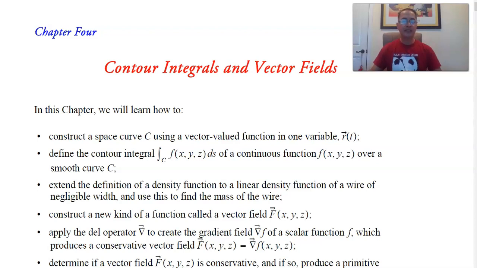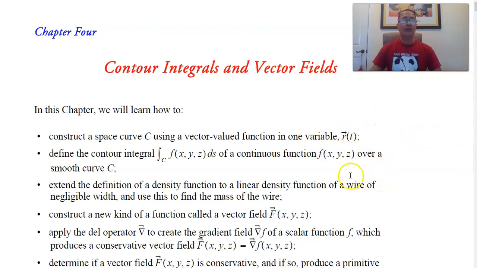Some of them we have seen, so to speak, on GeoGebra, except that we haven't exactly given a name to it. We are going to construct what are called space curves, and we'll call them with the letter C. To do that, we're going to need a new kind of function, which is called a vector-valued function in one variable. It's written as this r of t over here.